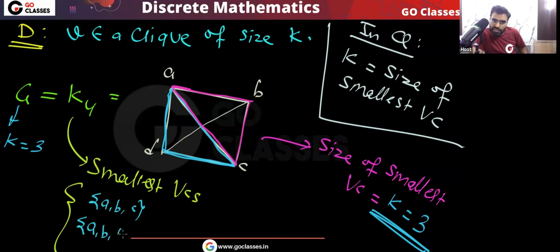If I take ABD, that is the smallest vertex cover. If I take BCD, that is the smallest vertex cover. If I take ACD, that is the smallest vertex cover. Okay, these are the smallest vertex covers.